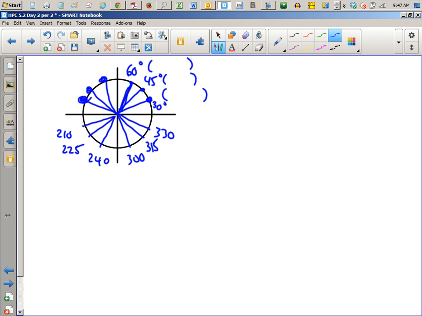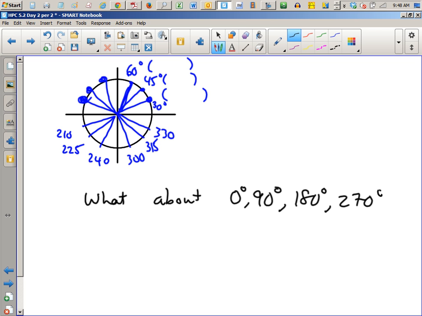What I'm going to do now is go on and talk about those ones we skipped. We did not look at 90, we did not look at 180 or 270 or 0. Okay? All right, so let's do that now. So these guys are called the quadrantal angles. So what about 0 degrees, 90 degrees, 180 degrees, 270 degrees, 360 degrees, those kinds of things. First of all, these are called quadrantal angles.